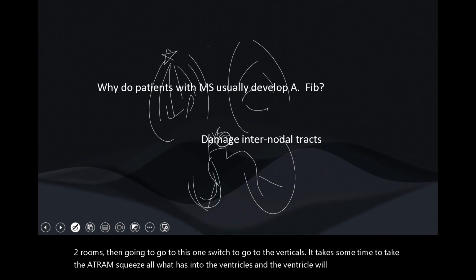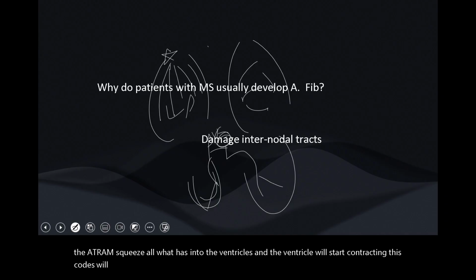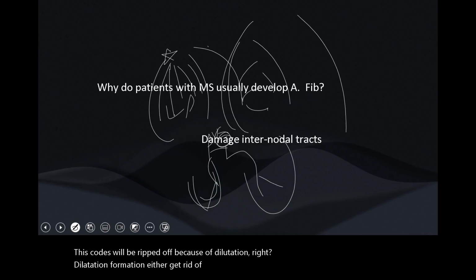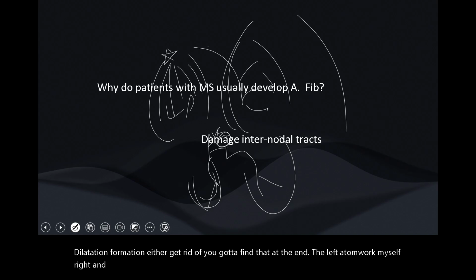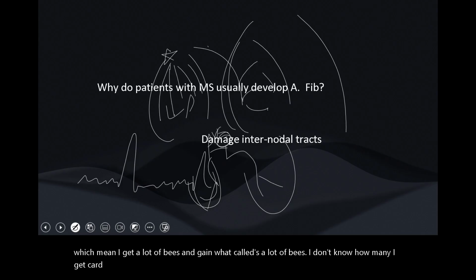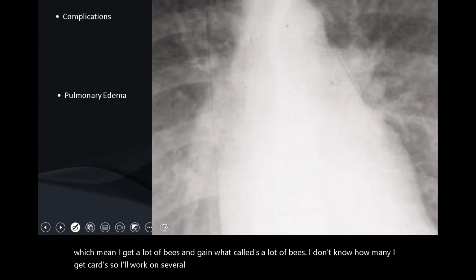These cords will be ripped off because of dilatation, right? Dilatation, if stretching away from each other, they get ripped off. We're going to find that at the end, the left atrium works by itself, the ventricle works by itself. I get atrial fibrillation, which means I get a lot of P waves and a lot of QRS. I don't know how many QRS I get, so they work separately. We call this atrial fibrillation.